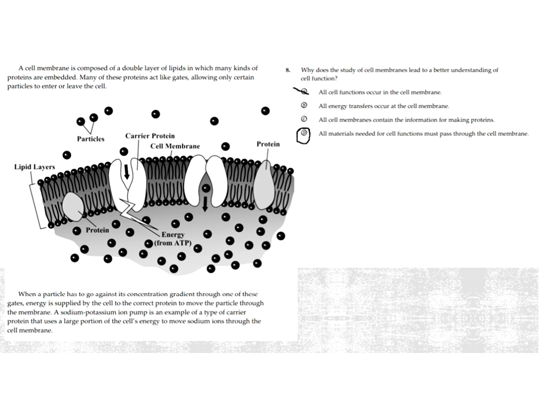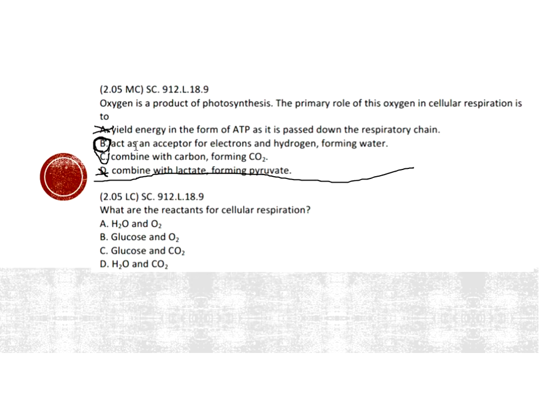A says all cell functions occur at the cell membrane. That is not correct, okay, because we know that there are going to be things that happen in the mitochondria and things that happen in the Golgi apparatus, so functions occur all over the cell. B, all energy transfers occur at the cell membrane. Again, we know that's not correct because of the mitochondria being a big part of energy transfer. And then C was not correct. It says that all cell membranes contain the information for making proteins. We know that's not correct because the information for making proteins comes from our DNA, which is primarily stored in the nucleus.